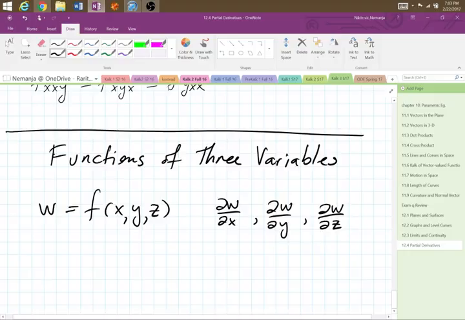Yes? For string theory, you said it used 11 different things. What exactly? Like, what would you use? Well, in order for mathematics to work out, you need it.